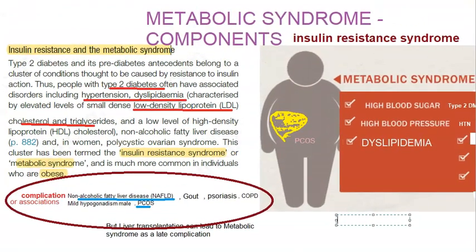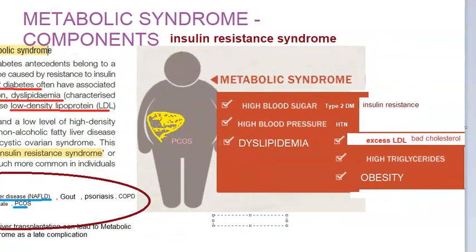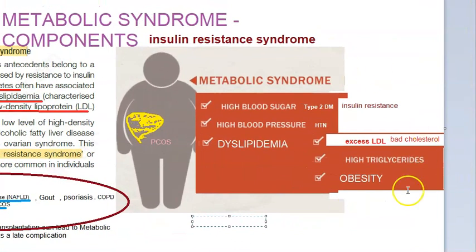metabolic syndrome. Metabolic syndrome means you have to say high blood sugar, that is type 2 diabetes mellitus, insulin resistance, high blood pressure, hypertension, and dyslipidemia. Under dyslipidemia, you have high cholesterol, high triglycerides, obesity. Okay. And in that, the bad cholesterol, LDL, is more. Okay. So if you write this much in the exam, you will pass.